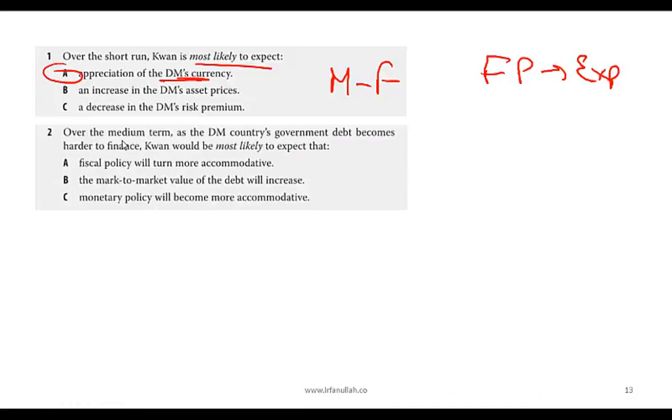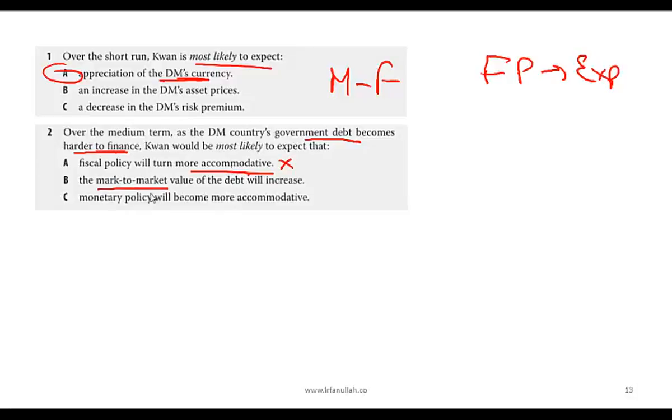Over the medium term, so we can say medium term to long term, the country's government debt becomes harder to finance. Kwan would be most likely to expect what? A fiscal policy that will be more accommodative, and you need to understand this vocabulary. What does an accommodative fiscal policy mean? This is almost synonymous with expansionary, right? So is the government policy, the fiscal policy, likely to be accommodative and expansive in the long run? No.